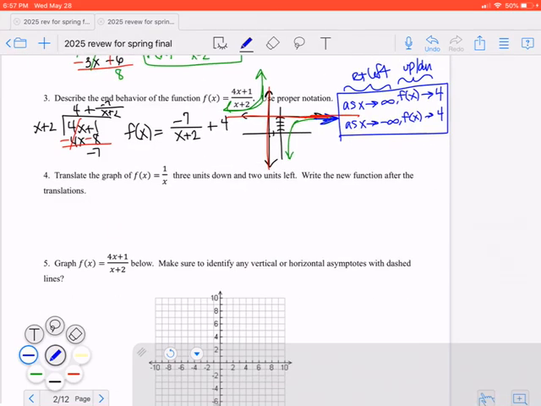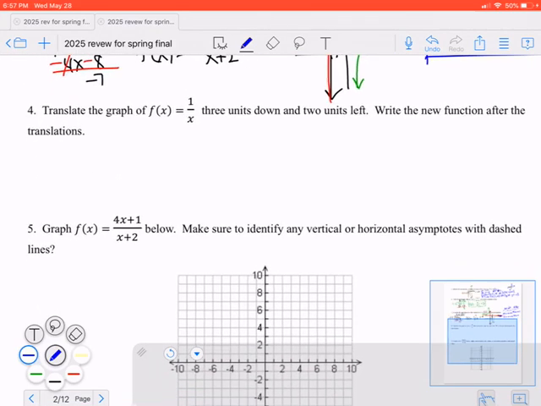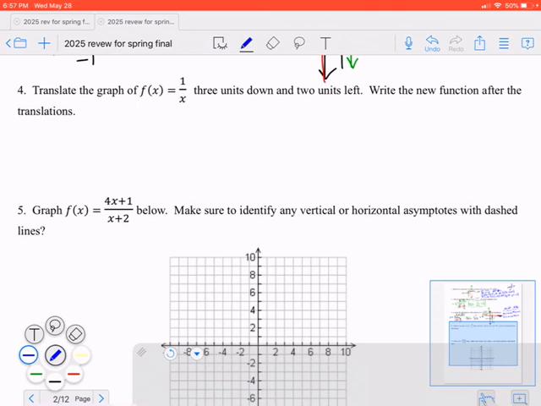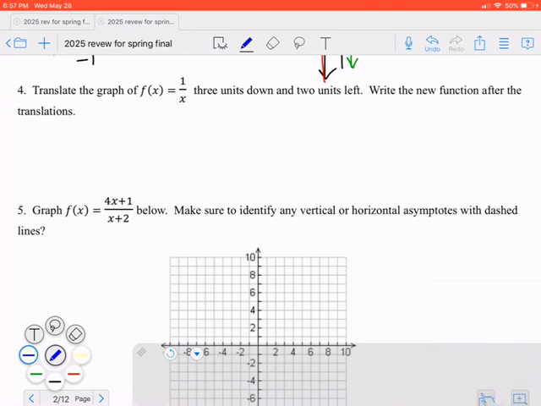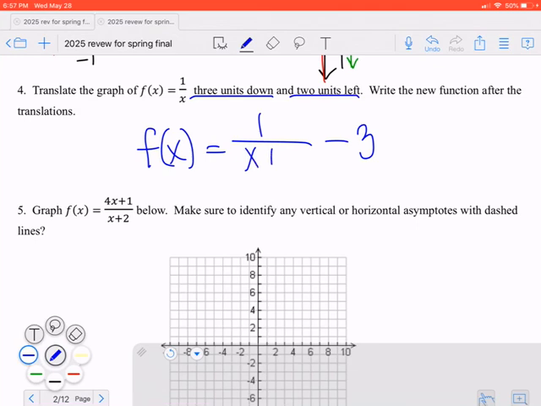And that's our end behavior. Left side, right side. Is it going up or down? Translate the graph of 1 over x, 3 units down, 2 units left. Write the new equation. All right, so we're going to have 1 over x. 3 units down means it's a minus 3 on the outside of the fraction. 2 units left would be x plus 2. Inside there it is always the opposite.